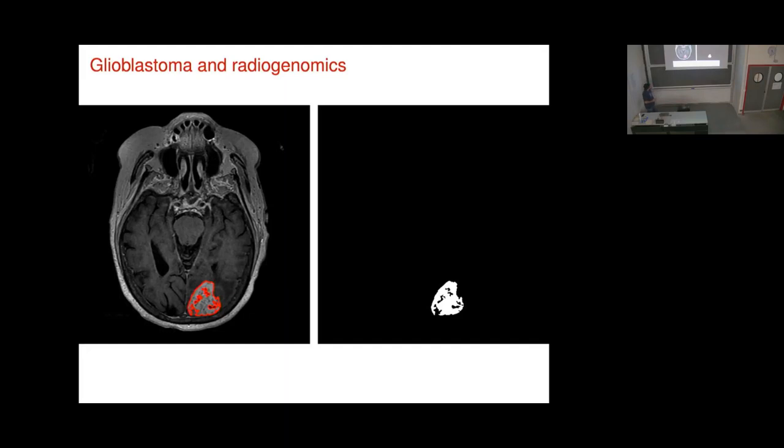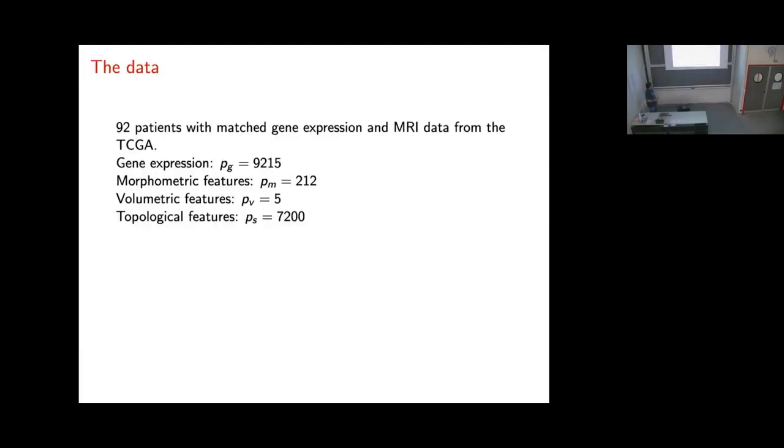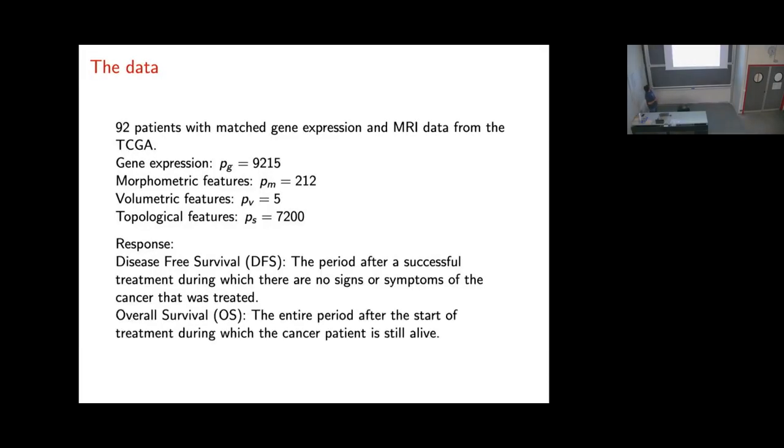Okay, so this is a glioblastoma. Well, this is actually a brain. There is a glioblastoma. This is it segmented. And what we're going to do is we have 92 patients with MRI data and clinical data. And we have gene expression. These are morphometric features that oncologists and radiologists manually came up with and curated. And topological features using what we call the smooth Euler characteristic curve. We're going to ask, which of these best correlate with disease-free survival or overall survival? So that's the question we're going to ask.